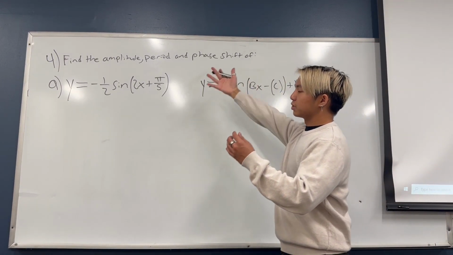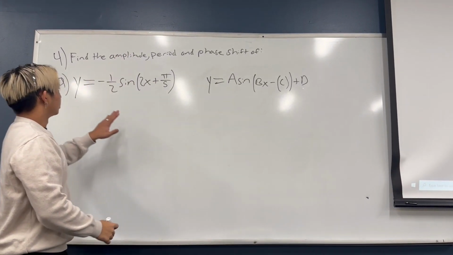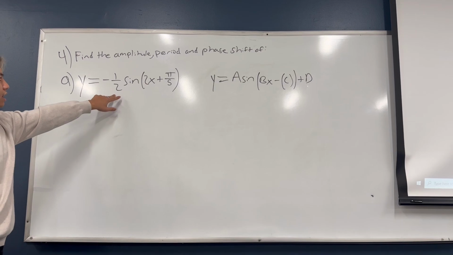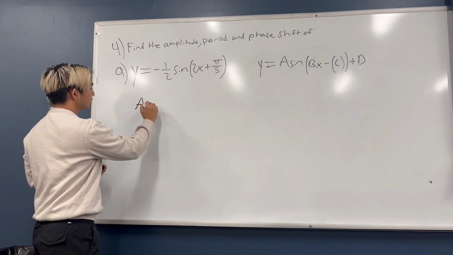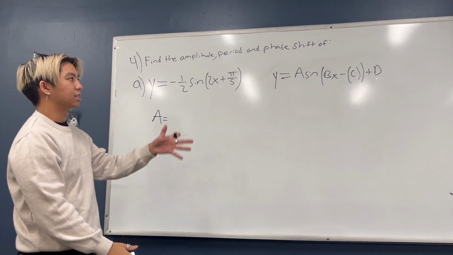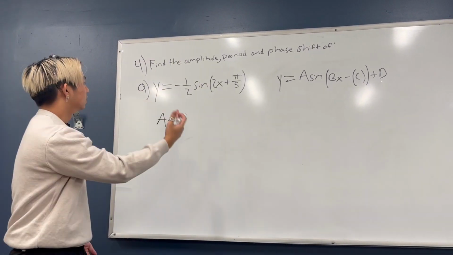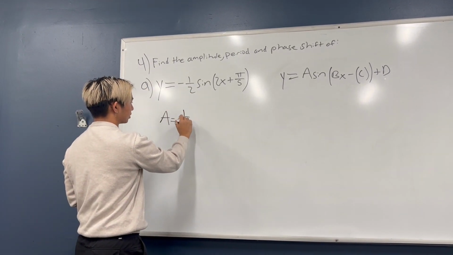So here we're trying to find the amplitude. If you remember, amplitude is just our a. If we compare this, we have negative 1/2. The problem with amplitude is that it can't be negative, because the amplitude is essentially the height that the graph touches. So imagine an absolute value here. Our a is just 1/2.